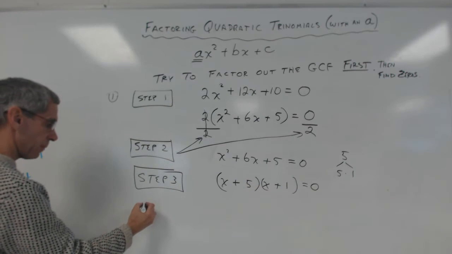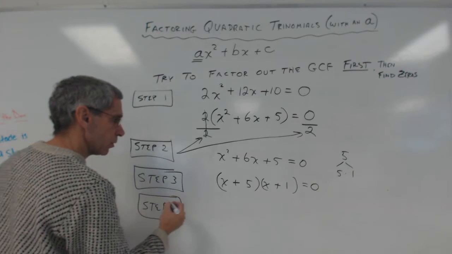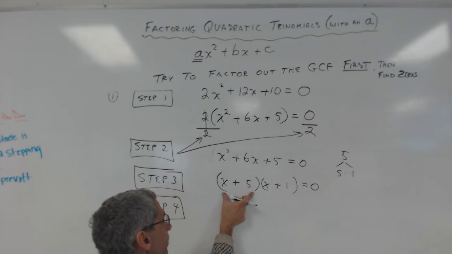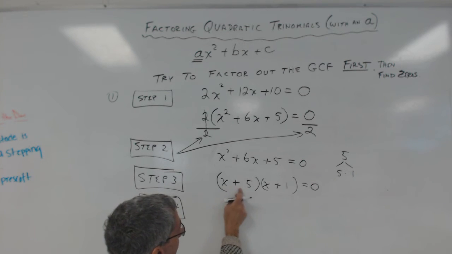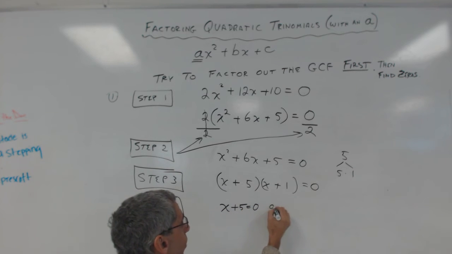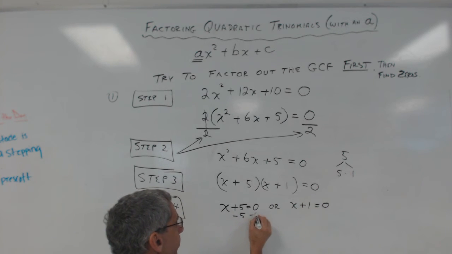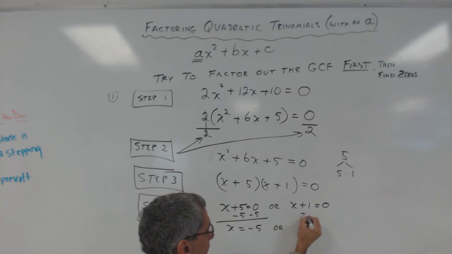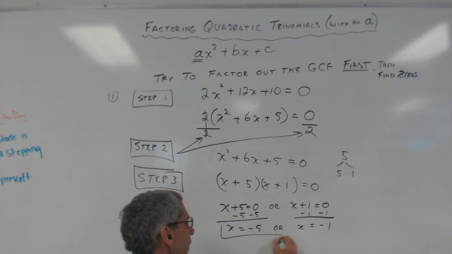And then my final step, step 4, is actually to find the zeros. If a times b equals 0, if this times this equals 0, either this binomial has to equal 0, or that one does. But if you don't know that, you go x plus 5 equals 0, or x plus 1 equals 0. And then you subtract 5 from both sides. You got x is equal to negative 5, or subtract 1 from both sides, x is equal to negative 1. And that is your answer.